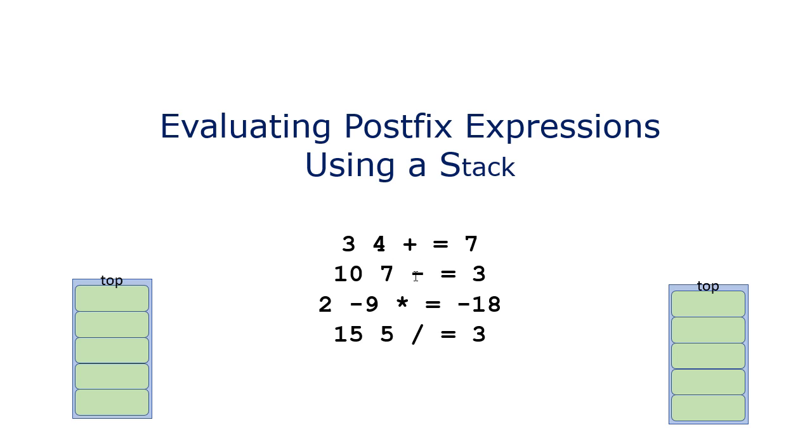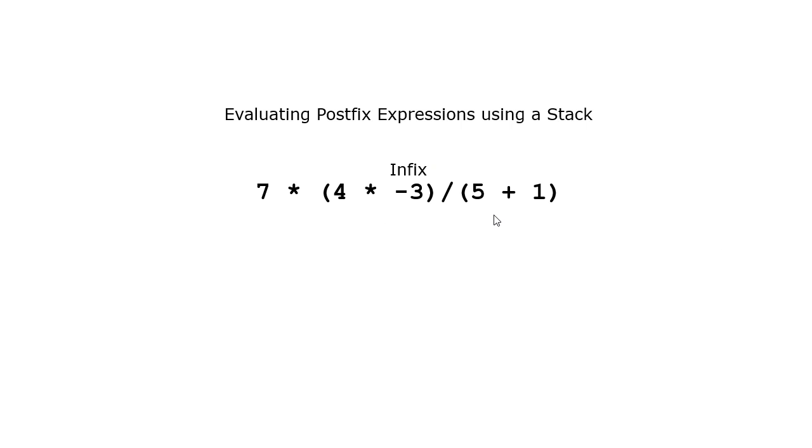10, 7, minus is 10 minus 7, which gives us 3. And 2, negative 9, times is negative 18. And 5, 15, divide is 3. So here we have an example of a fairly complicated infix notation, and we can convert this to postfix notation, like so. And you'll notice all the operands are in the same order, but the operators themselves are in a different order.